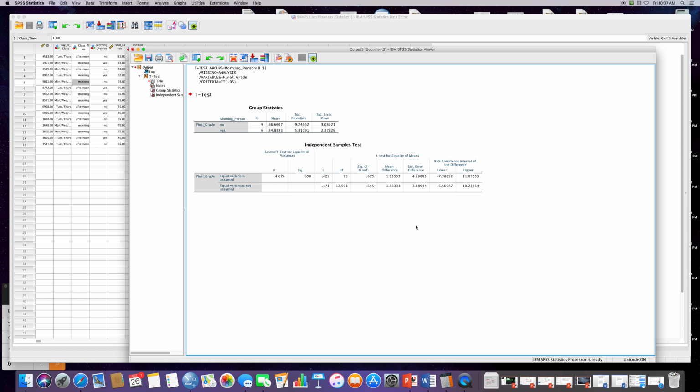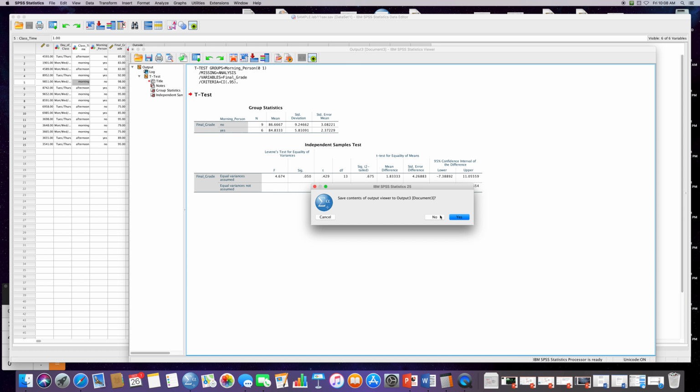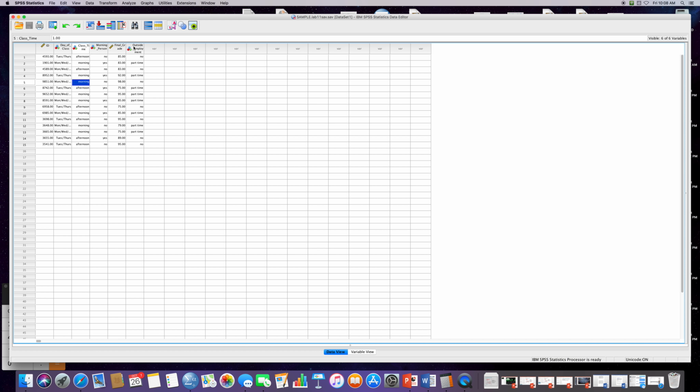For this lab, what I want you to do is run the analysis just like I did. Make the grouping variable whether they're a morning person or not, and use the variable of final grade. The first screenshot should give me the output window for these two things, so take a screenshot. Then close out of that one after you take your screenshot, and then I want you to pick one other variable to analyze.